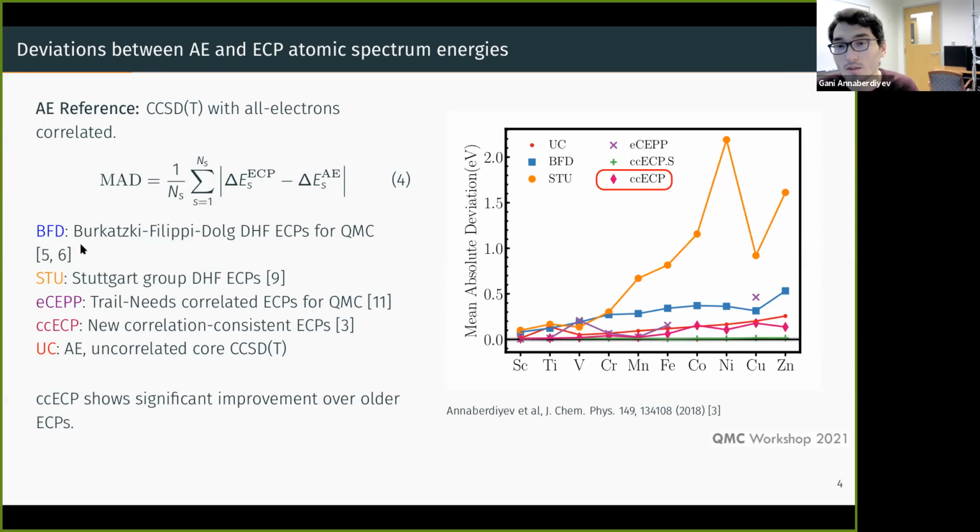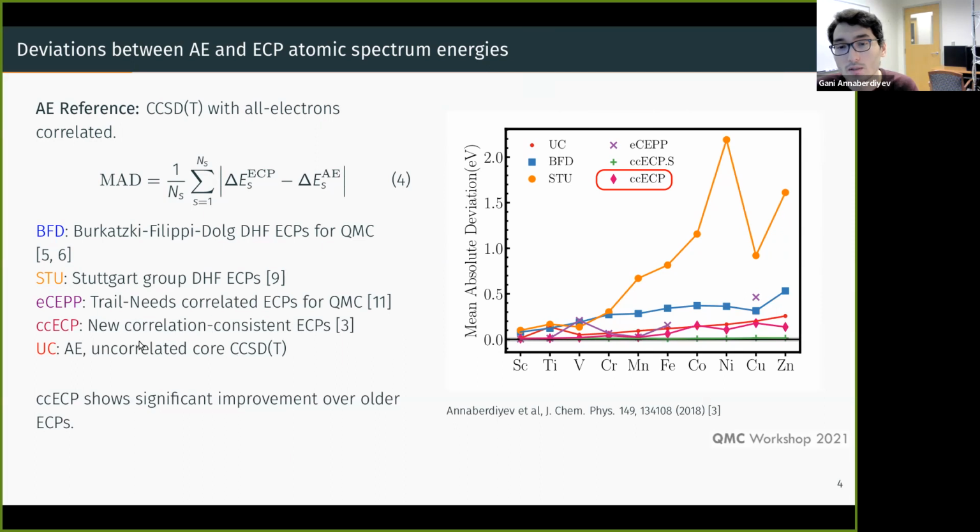Here the BFD is Burkatzki-Filippi-Dolg, Dirac-Hartree-Fock ECPs, which were designed for QMC. SDU is the Stuttgart group, again Dirac-Hartree-Fock ECPs. ECEPP is the newer Trail-Needs ECPs, which did consider the correlations in constructing the ECPs. CCECP is this so-called correlation consistent ECPs, also a new generation, considering also the correlations using coupled cluster.